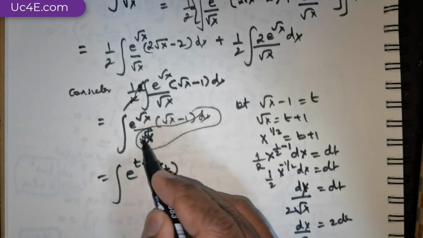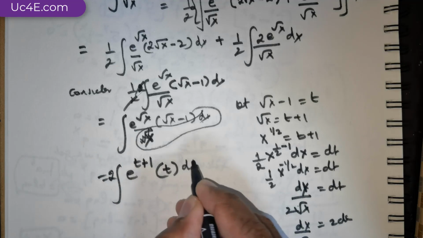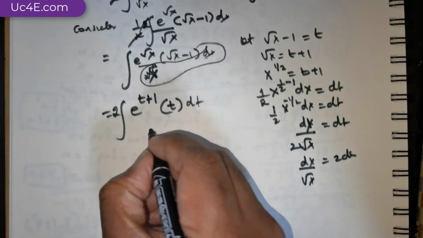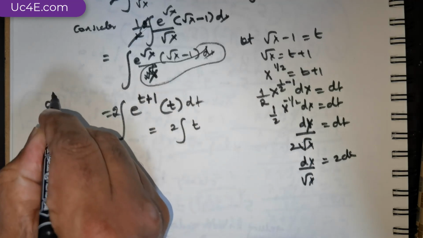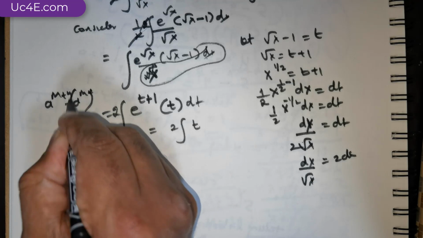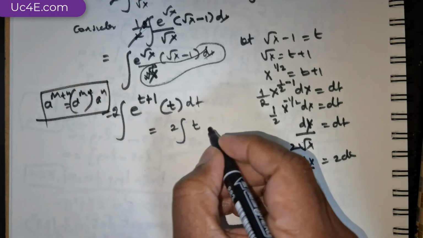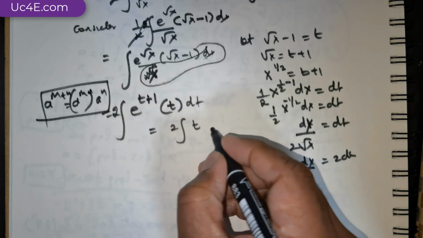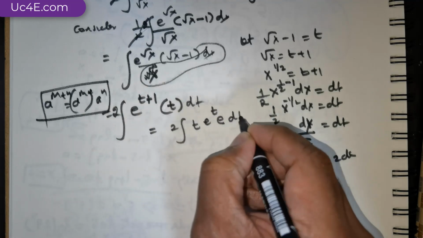And in place of dx over root of x, I'm going to substitute 2 times dt. So the 2 is here and the dt is here. Now this is equal to 2 times the integral of t. Now a raised to the power of m plus n is a raised to the power of m times a raised to the power of n, right? This is by the exponential rule. So this can be rewritten as t times e raised to the power of t times e times dt.